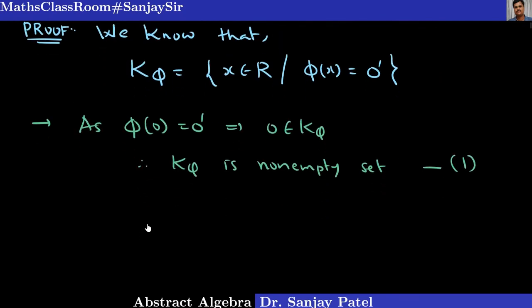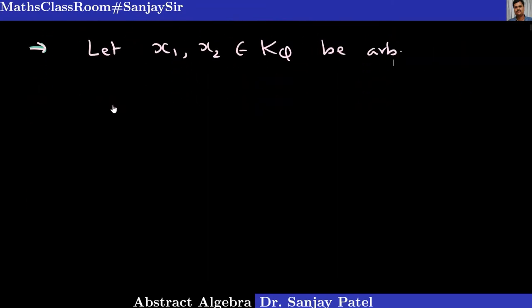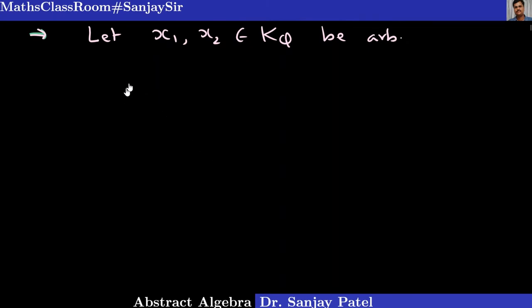Now, to prove that the kernel is a subgroup of the group R plus, that is the domain ring with respect to addition, let us take two elements from the set K phi. So let us take x1 and x2 belongs to K phi be arbitrary. And what I want to prove is x1 minus x2 belongs to K phi, because I want to show that K phi is a subgroup of R with respect to addition. So x1, x2 belongs to K phi means, by definition of the kernel, phi of x1 is equal to 0 dash and phi of x2 is equal to 0 dash.